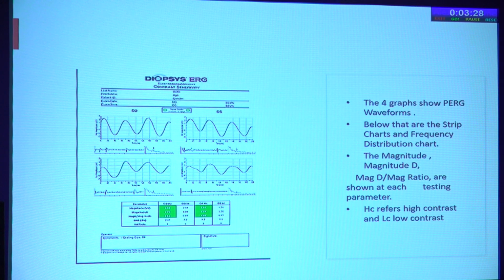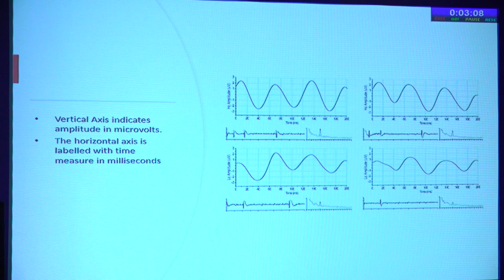Either the contact is not good, the patient is not cooperative, it has not been stuck properly, or the gel was not there. Then this tells you whether it's normal. One need not sit and learn all of these squiggles. If everything is in green, everything is fine. If it goes into yellow or red, something is wrong with that particular patient. The vertical axis indicates amplitude in microvolts. The horizontal axis is the time.